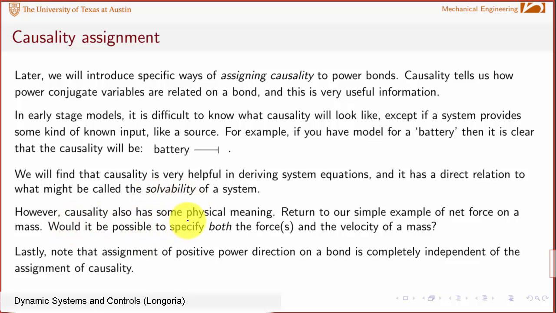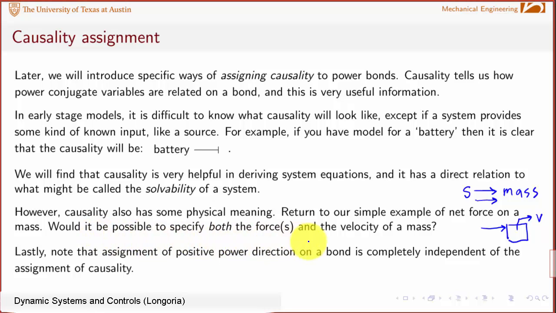In addition, causality has some physical meaning. Remember that example of having just forces on a mass. Imagine that you were trying to impart both. In other words, let's say you had this mass and you said, I'm going to put both a force and I'm also going to specify the velocity. So you have some system, and you have the mass over here. What you're saying is that this system, whatever's attached, is going to specify both effort and flow.